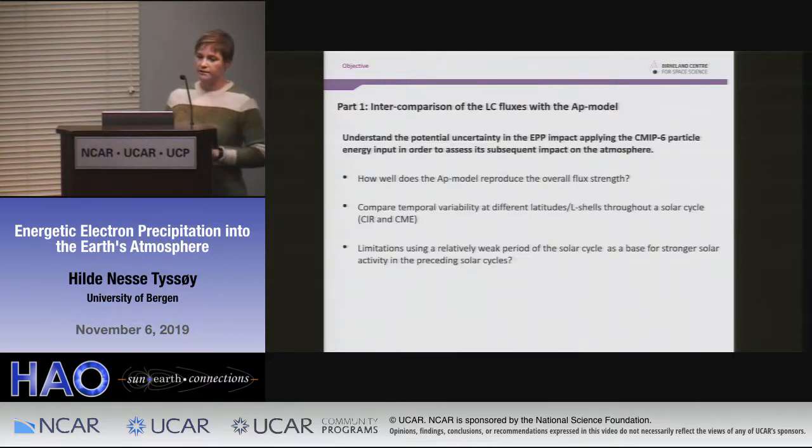So in the comparison that will follow now, I will look for the differences in the overall flux strength using what I call the loss cone fluxes and this AP model. I will look at how it changes with time, if there is a difference throughout the solar cycle and associated with the CIR and CME events. And finally, I will question whether we are in the right region in terms of being able to estimate what has been going on in the right time period.